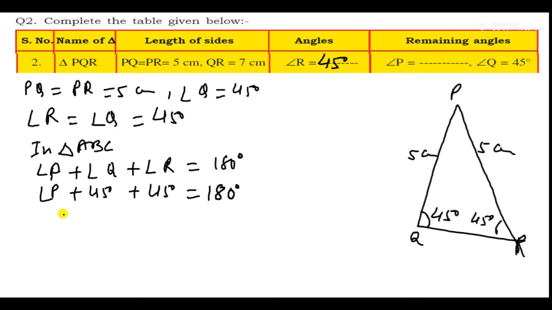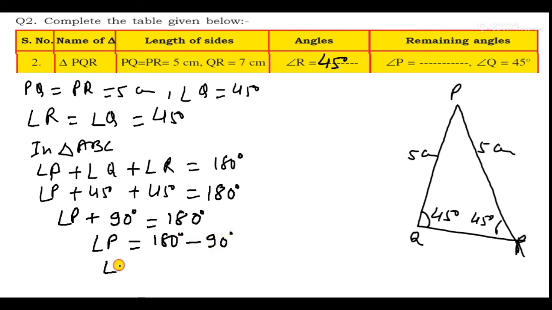So you have to write 180 degree. So angle P plus 45, 45, that is 90 degree, is equal to 180 degree. So angle P is equal to 180 degree minus 90 degrees. So we get angle P is equal to 90 degrees. So you can fill here angle P is equal to 90 degrees. You can do this type of fill in the blanks: first you solve it and then fill the value.